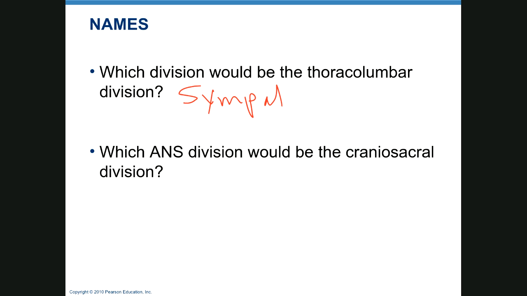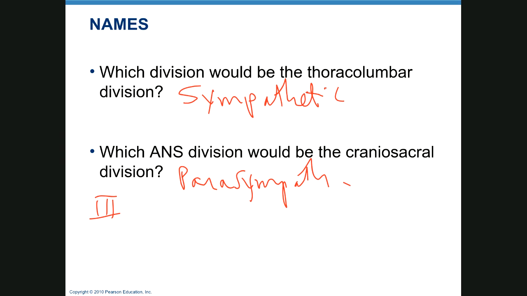The craniosacral division will be parasympathetic. The cranial nerves that are parasympathetic are going to be cranial nerve number 3, cranial nerve number 7, number 9, and number 10. So the oculomotor, facial, glossopharyngeal, and vagus.